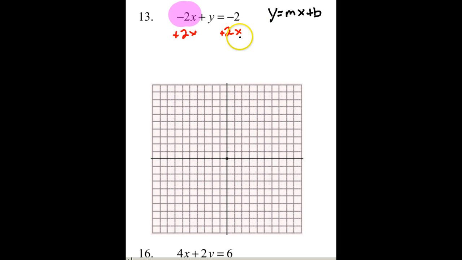Now where do I want this 2x? Do I want it after the -2 or before? So if I want it to look like this, where should I put the 2x? Yeah, it goes y equals mx. So the x goes right after the equal sign. So I want to put this right here. So I have 0, y equals 2x minus 2. And of course, we have to know that this 2 is the same as 2 over 1.